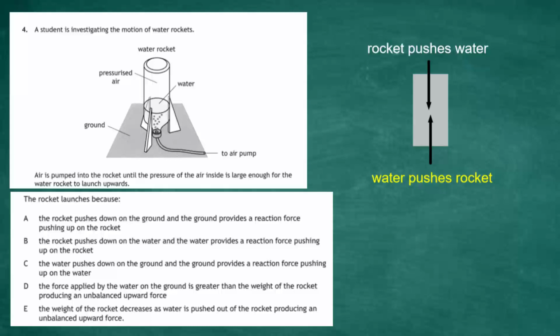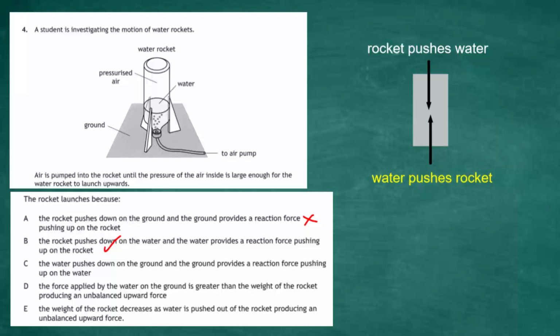So we've got to seek the sentence out which comes very similar to that: the rocket pushes the water down and the water pushes the rocket back up. So statement A, the rocket pushes down on the ground, is false because it's not pushing down on the ground at all. It's pushing down on the water, so we can rule that one out. B, the rocket pushes down on the water and the water provides a reaction force pushing up on the rocket. Well, that's very similar to what we've got in our diagram there.